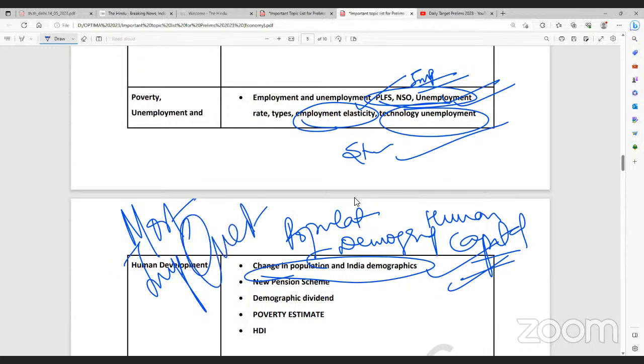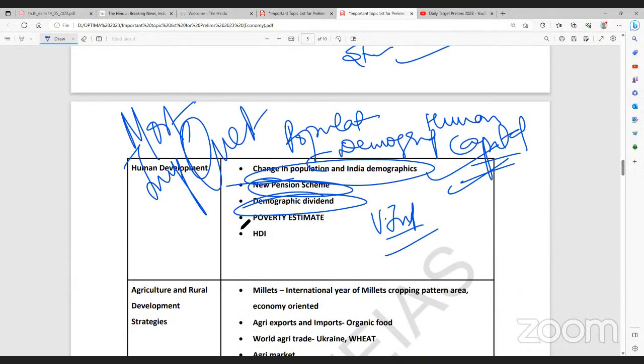Okay. So guys, this year demographic dividend, human capital formation, very important. Then pension, new pension scheme, demographic dividend, very important. HDI, very important, guys. Let us move on.